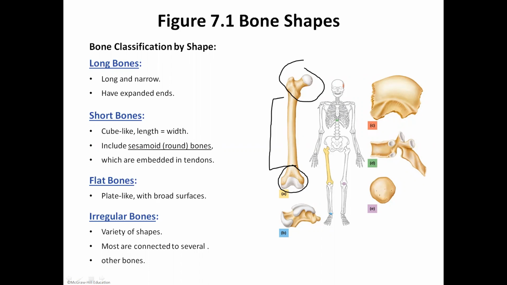Then we think about short bones. And down here in this figure, we're looking at the tarsal bones. So usually short bones tend to be cube-like. And again, they have a little bit more width to them, or the length is about the same as the width.